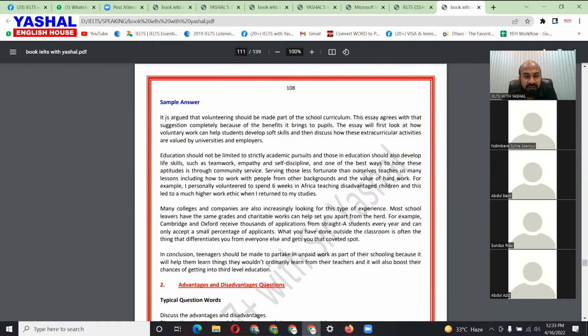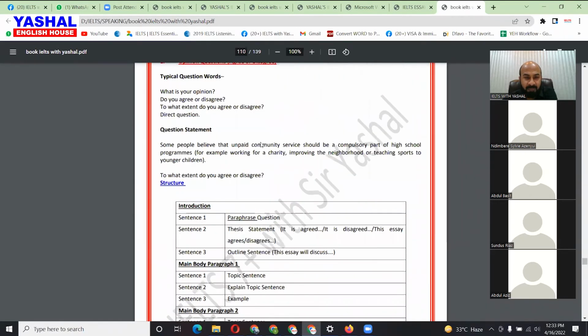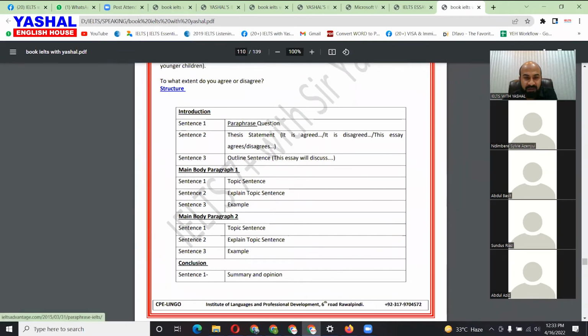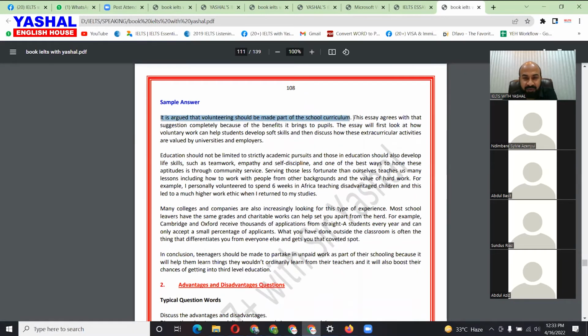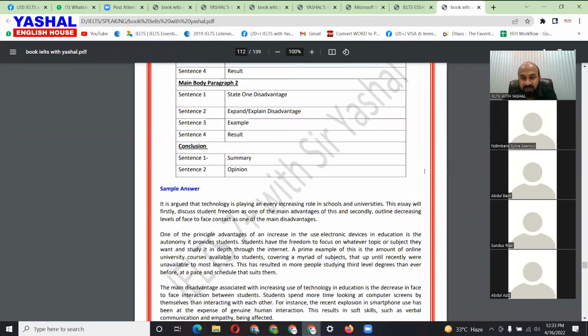So that you don't have a problem anywhere. We go up to each sentence. For example, you are supposed to write an introduction. Sentence one says paraphrase the question. Sentence two is the thesis statement. Sentence three is the outline sentence. We have prepared accordingly. This is rephrase. This is the thesis statement. And then this we call the outline or plan. Then body one and body two, and then conclusion. Essays we have prepared like this.